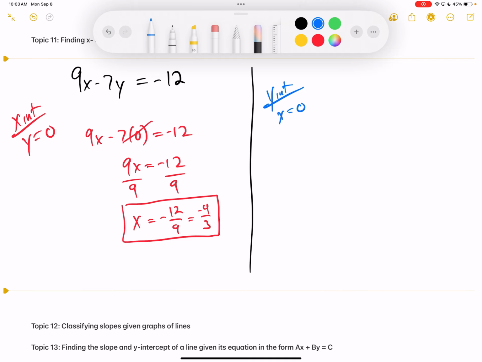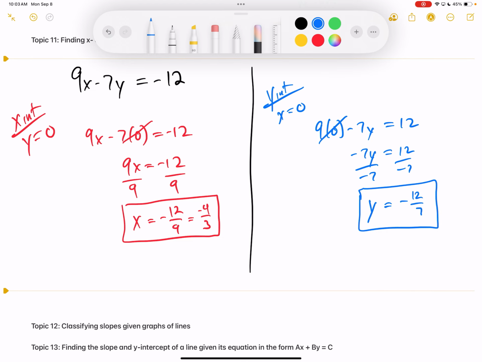X equals 0. So 9 times 0 minus 7y equals negative 12. To find the y-intercept, you make x be 0. To find the x-intercept, you make y be 0. So to find the y-intercept, we're making x be 0. Again, that goes away. So we're just dividing by negative 7, and y equals negative 12 over 7. So you've got fractions here, but we don't have to graph it, so that's good. We just have to put it in a box.